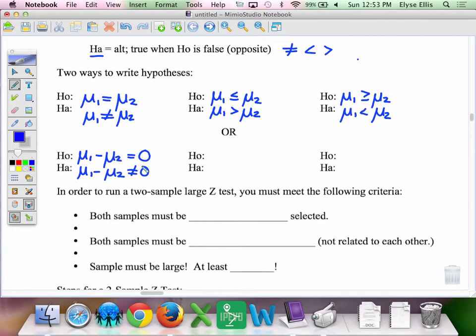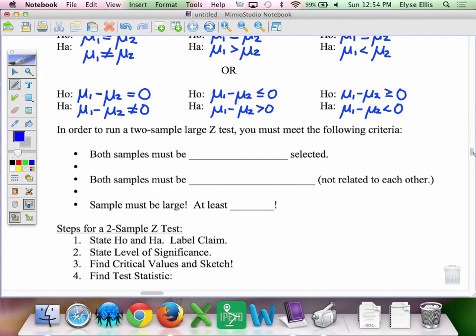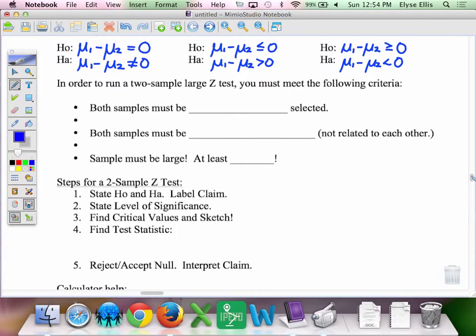This format works again for all symbol possibilities. So mu1 minus mu2 is less than or equal to 0. Mu1 minus mu2 is greater than 0. Mu1 minus mu2 is greater than or equal to 0. Mu1 minus mu2 is less than 0. If you choose the option where it shows the subtraction, it's always the number 0 on the right-hand side of that inequality. All right, so you can choose whichever one you like better to write those.